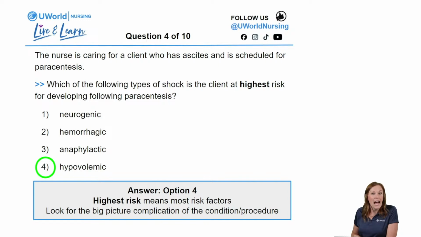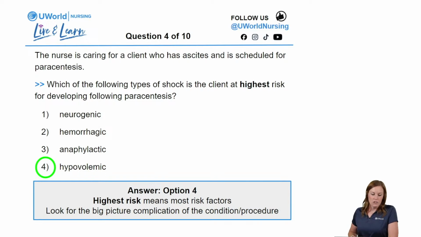So we are worried about hypovolemic shock when we're talking about ascites and paracentesis. Typically when you hear the words highest risk, it's going to mean they have the most risk factors for this. We can apply this tip or rule here because our client has ascites and is having a paracentesis. One's a disease process, one's a procedure, so combined, what is that going to look like?